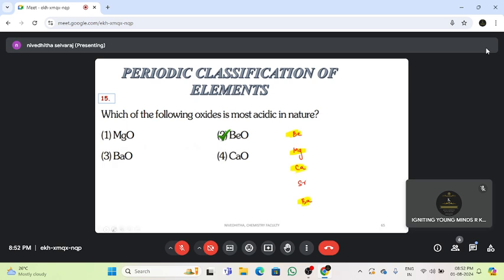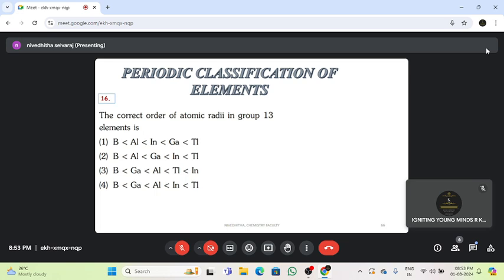As we move down the group, effective nuclear charge decreases, so the capacity of losing electrons will get more. So barium can lose its electron easily, so barium will have more metallic nature. So metal oxides will be basic in nature, but they're asking for acidic in nature. So definitely it is beryllium oxide. So answer is option 2. And this question, the correct order of atomic radii in group 13 elements. So what are all the elements present in group 13? Boron, aluminium, gallium, indium, thallium.